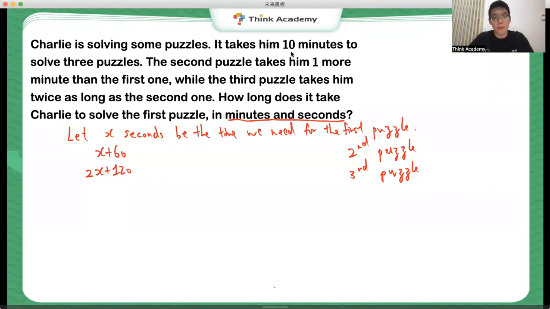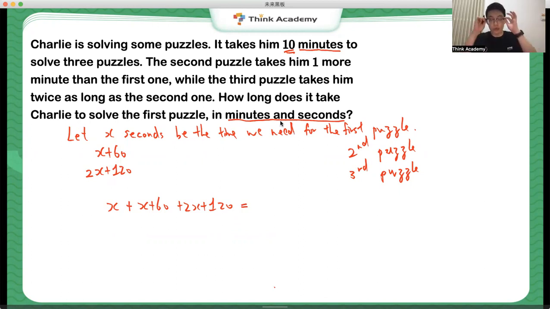Altogether, these 3 puzzles take him 10 minutes. So the first puzzle, x seconds. The second puzzle, x adding 60 seconds. The third puzzle, 2x adding 120 seconds. So I'm adding all of them together. And that's a total of 10 minutes.